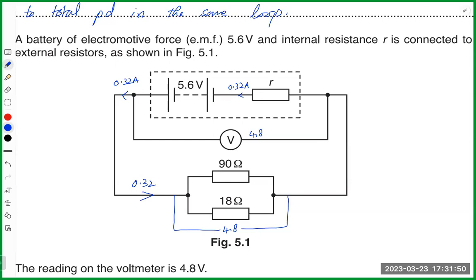Now, what is the potential difference across the 90 ohm and 18 ohm? Is it 5.6 or 4.8? Do you understand why we don't use 5.6? Are you still confused?